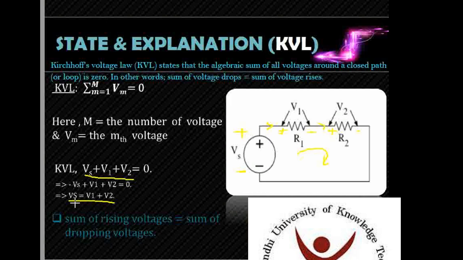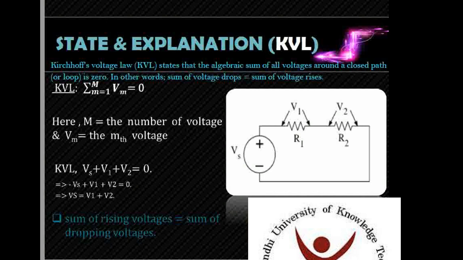So you can see that the source voltage Vs equals the sum of the voltage drops, that is V1 and V2. This is nothing but Kirchhoff's voltage law, that is KVL. In other words, the sum of rising voltages, or the sum of voltage sources, equals the sum of voltage drops. In a closed loop, the sum of voltage sources equals the sum of voltage drops, that is KVL, or the algebraic sum of voltage around a closed path is 0. A closed path is nothing but a loop.